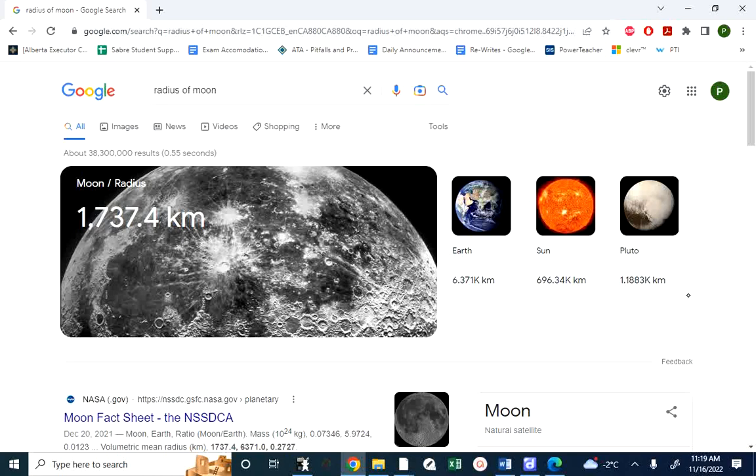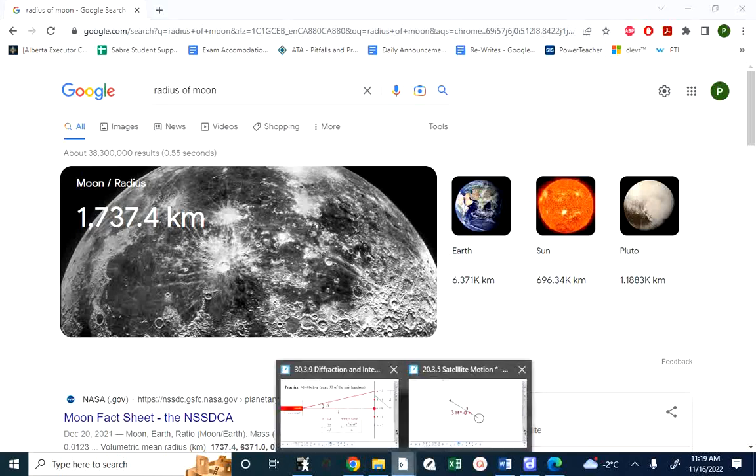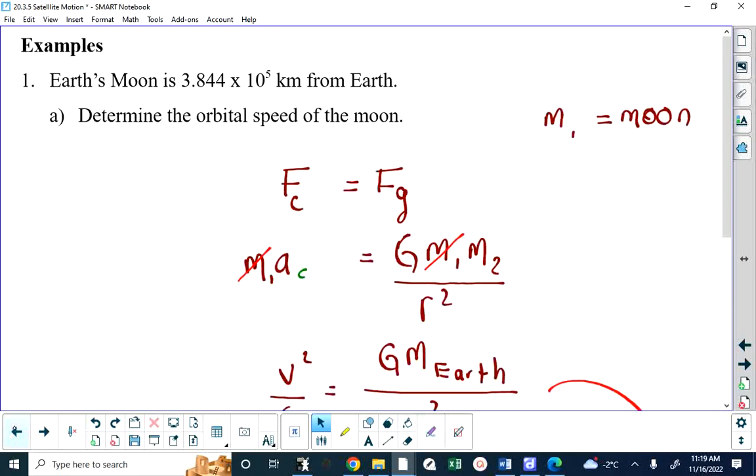Very often, just so you know before we finish this question, very often in a question it will say the radius of the moon's orbit is, and it will give you a number. If it tells you the radius of the moon's orbit is some number, that's r. You don't have to add anything. So let's get back to the question here.